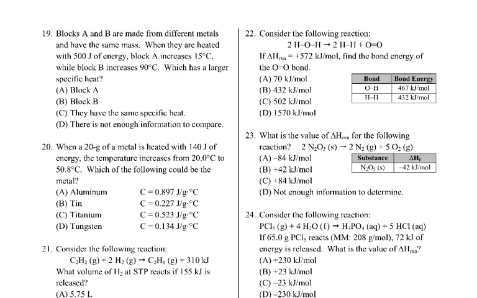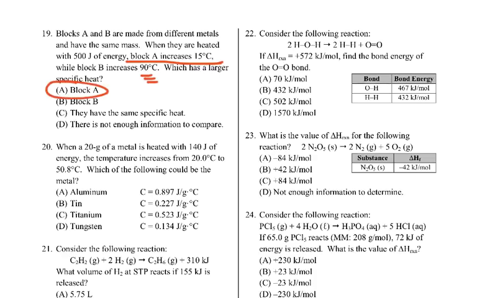19. Blocks A and B are made from different metals and have the same mass. When they are heated with 500 joules of energy, block A increases 15 degrees while block B increases 90 degrees, which has a larger specific heat. Well, he says specific heat is the resistance to change in temperature. So if block A only changes by 15 while B changes by 90, then A has a larger resistance to change. So it's block A is the answer.